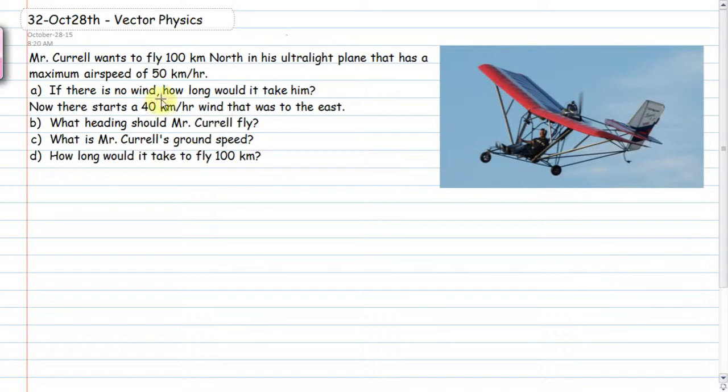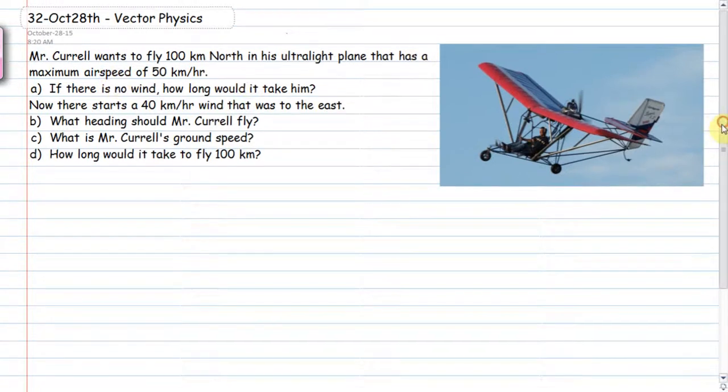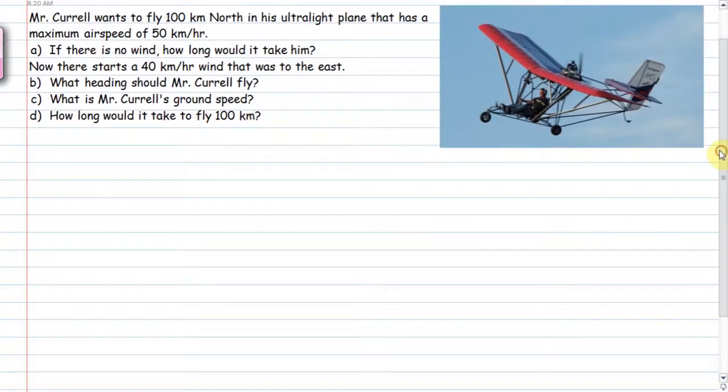So the question: Mr. Curl wants to fly 100 kilometers north in his ultralight plane that has a maximum airspeed of 50 kilometers an hour. We're going to do question A, which is a very simple one. If there is no wind, how long would it take him? Very simple physics question. We'll start off with that.